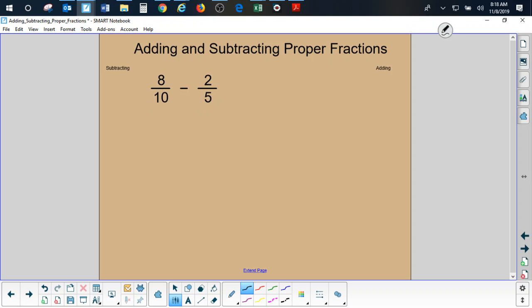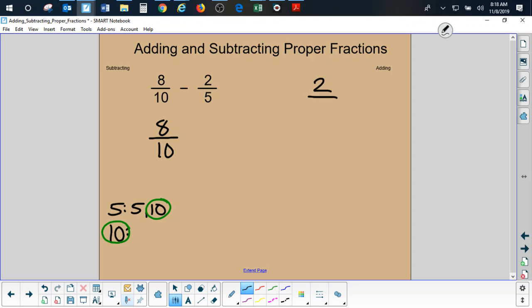So what I need to do is write my multiples of 5 and 10. Now I like to start with a smaller number because sometimes the smaller number turns into the bigger number. And if that happens, we should know automatically that that's our common denominator. So we want our common denominator to be 10. So 8/10 already has a denominator of 10. So I'm just going to bring that down. I don't have to do any extra work.